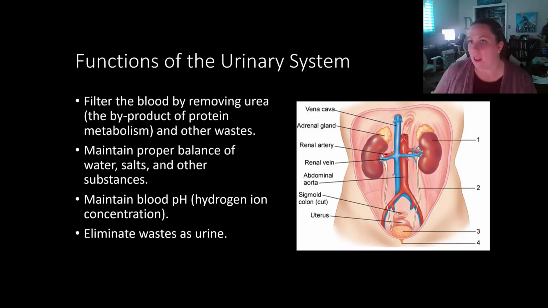Everyone, Professor Davis here, and we are going to look at the urinary system from the lens of medical terminology here. So real quick, before we get into the terms and things like that, let's look at the functions of the urinary system.